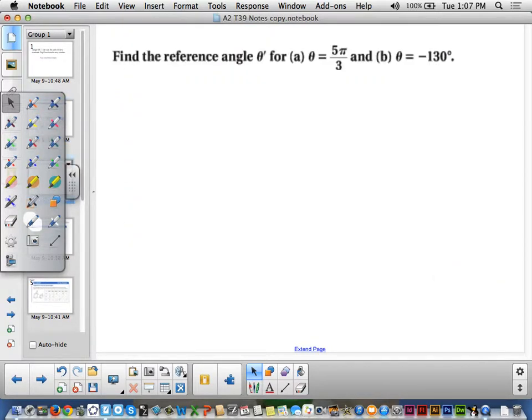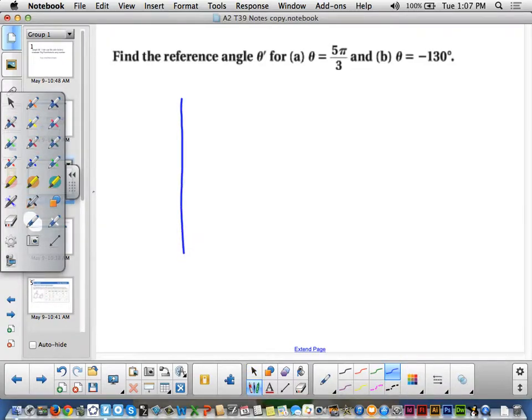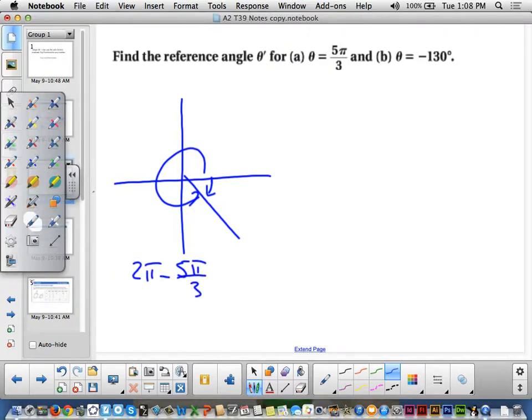Finding a reference angle. If the angle is 5 pi over 3, if we draw out 5 pi over 3, we see it's pretty close to 6 pi over 3, which would be a full rotation, because that reduces to 2 pi. So 5 pi over 3 is this angle right here. We're looking for our reference angle. You could do 2 pi minus 5 pi over 3. 2 pi is the same as 6 pi over 3, so we have common denominators. Then we're left with pi over 3. Pi over 3 is the reference angle.